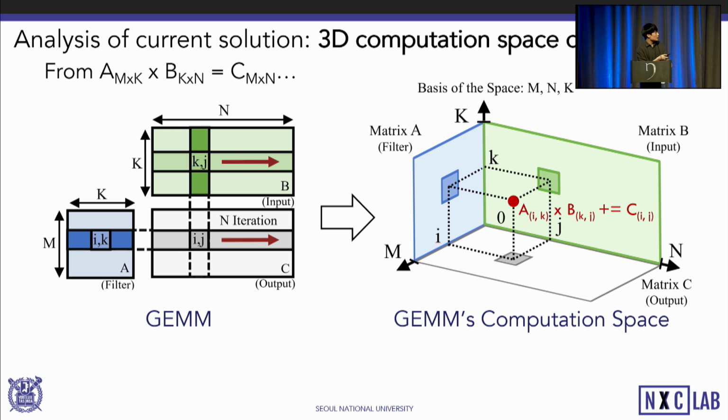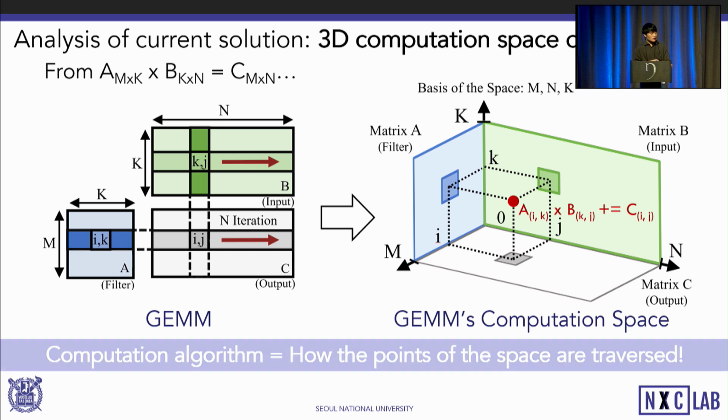For example, in the graphics, we can observe that the matrix multiplication operation between the matrices A, B, C can be presented as a 3D space. The point i, j, k in this space can be understood as a multiply-accumulate, or MAC, computation between matrix A element ik and matrix B element kj, accumulated to matrix C element ij. Now, the computation algorithm can be understood as how the points in this space are traversed over.